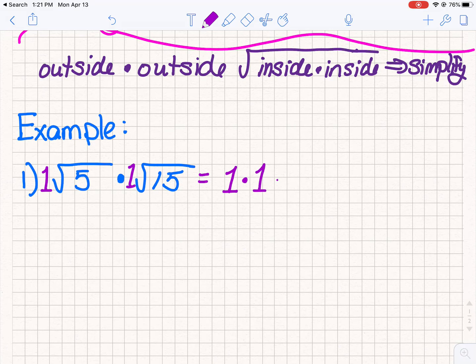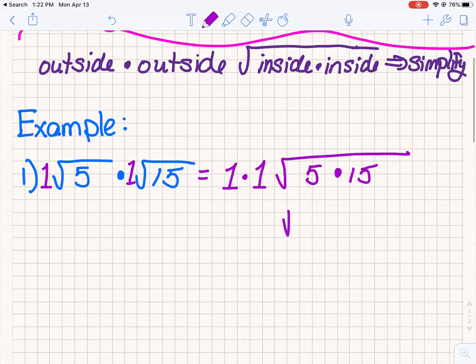And then inside times inside will be 5 times 15. Now the reason I'm not multiplying 5 times 15 is I'm going to eventually need to simplify that. So instead of doing 5 times 15 and then splitting it apart into the prime factors, I'm just going to immediately split it into prime factors. So the 5 from above, and then I'm going to take that 15 and I'm going to split it into 3 times 5. Now we still have that 1 out front if you want to write it, or you can leave it blank. Now what I mean by inside times inside and then simplify, now we have to jailbreak.